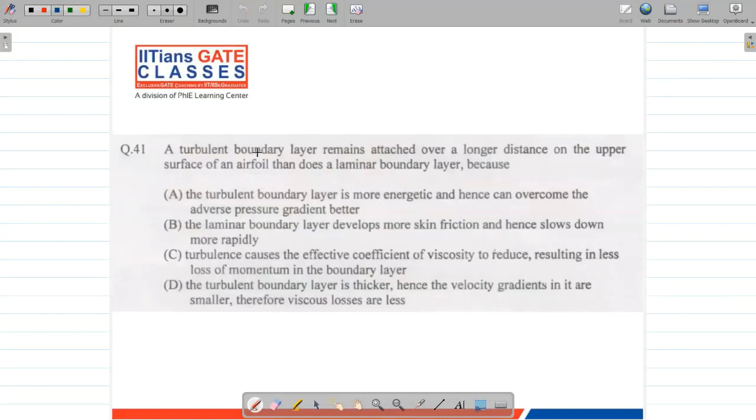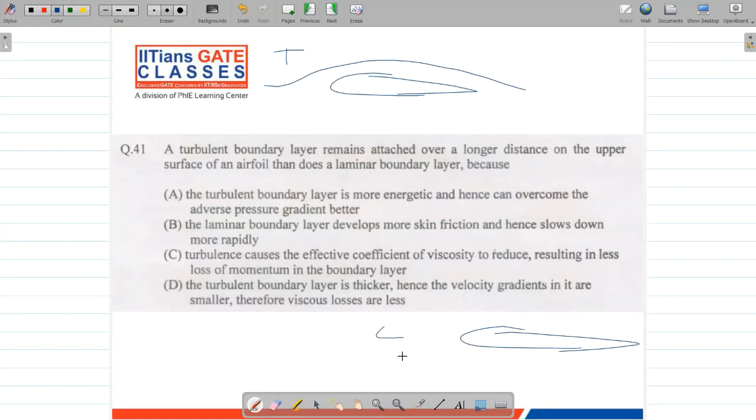In the next question, they're asking us, a turbulent boundary layer remains attached over a longer distance on the upper surface of an airfoil than a laminar boundary layer. So they're asking us why a turbulent boundary layer will remain attached more on top of an airfoil surface than a laminar boundary layer, which might separate earlier.